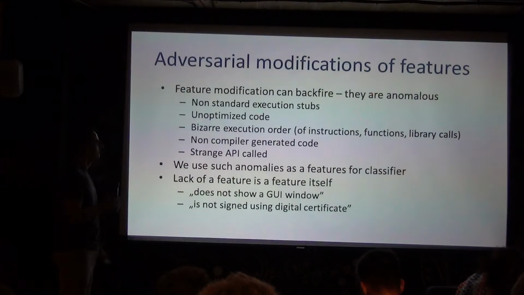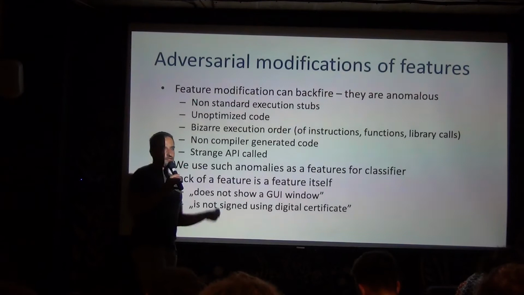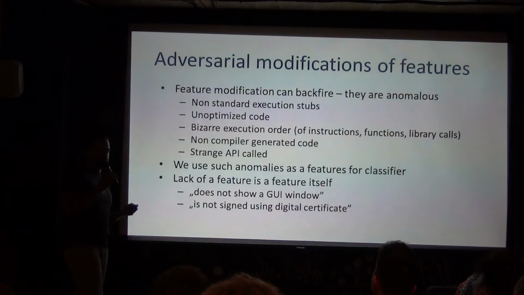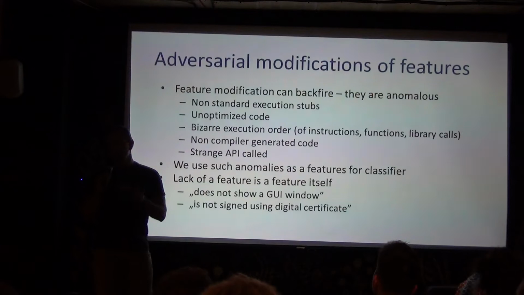Okay, so adversarial modification of features can backfire. The more they are trying to avoid detection, the more clear it is that it's malicious, because clean files do not behave like this. If they insert junk code, the code is unoptimized. It has different entropy. It may cause some strange API functions that nobody ever called in clean applications. There can be a combination of different system calls that never appear in clean files, and so on.